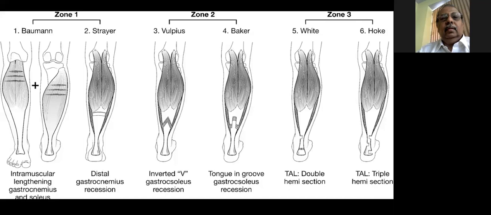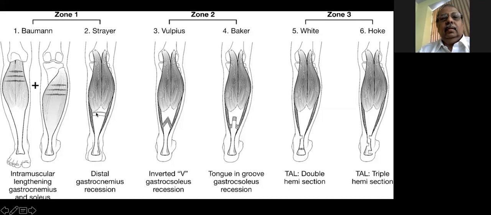So what is the difference between this gastrocnemius and gastrosoleus recession or lengthening? So you find that this is the gastrocnemius muscle. This paper is from Melbourne. They have done a lot of studies in that. And this is the gastrocnemius muscle. The gastrocnemius muscle becomes fascia here.